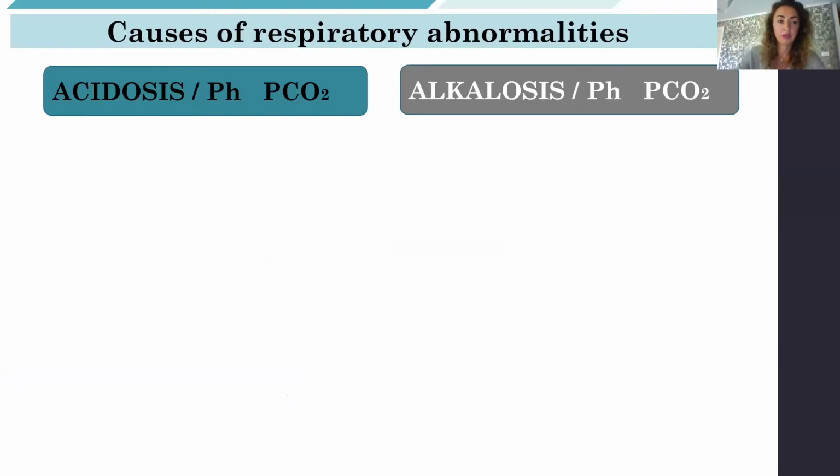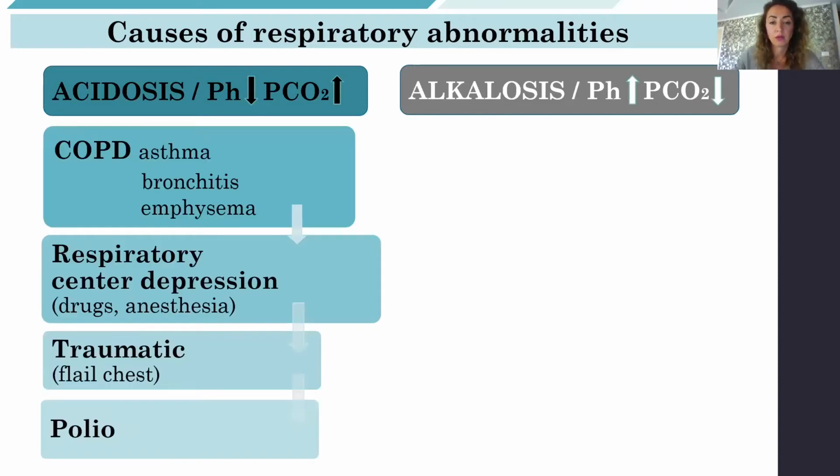Next slide, please. So here are also some causes of respiratory abnormalities. Normally in acidosis, we have decreased pH and increased PCO2. In alkalosis, we have increased pH and decreased PCO2. Respiratory acidosis and alkalosis are based on the CO2 level, and treatment must be directed at the etiology.